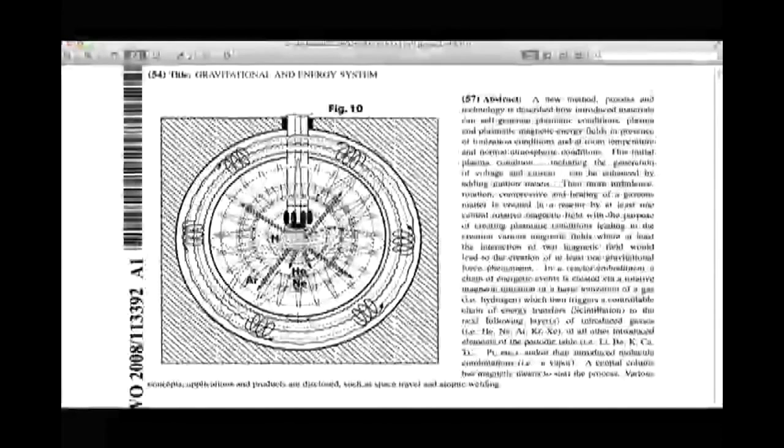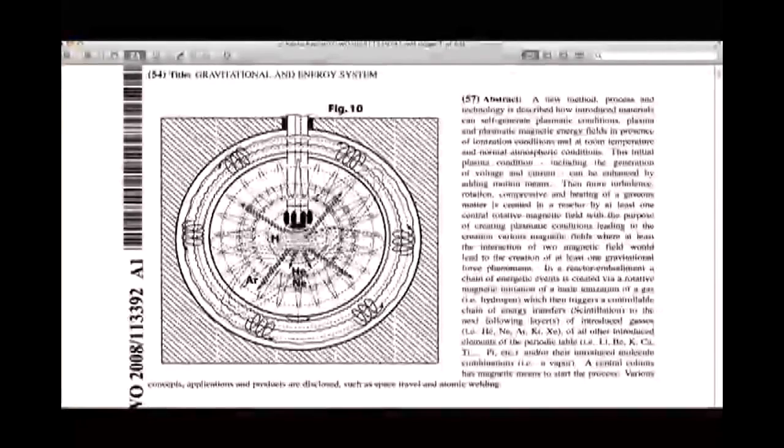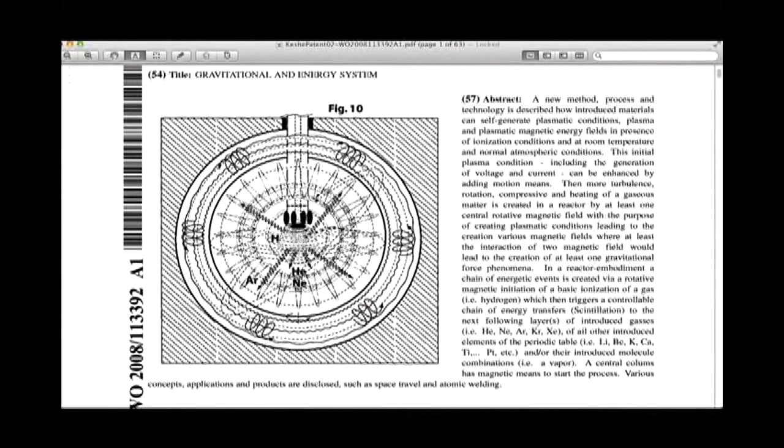Abstract. A new method, process, and technology is described for how to introduce materials that can self-generate plasmatic conditions, plasma and plasmatic magnetic energy fields, in the presence of ionization conditions and at room temperature and normal atmosphere conditions. This initial plasma condition, including the generation of voltage and current, can be enhanced by adding motion means. Then more turbulence, rotation, compression, and heating of a gaseous matter is created in a reactor by at least one central rotative magnet field, with the purpose of creating plasmatic conditions leading to the creation of various magnetic fields, where at least the interaction of two magnetic fields would lead to the creation of at least one gravitational force phenomena.